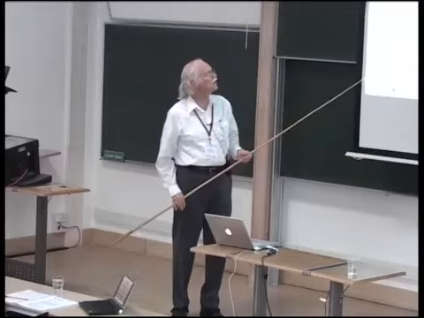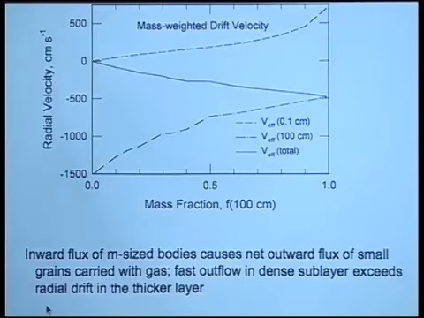So just about any time you have a significant number of big particles present, the total mass flux is inward, but that's all by the big particles, and the little particles are going outward.